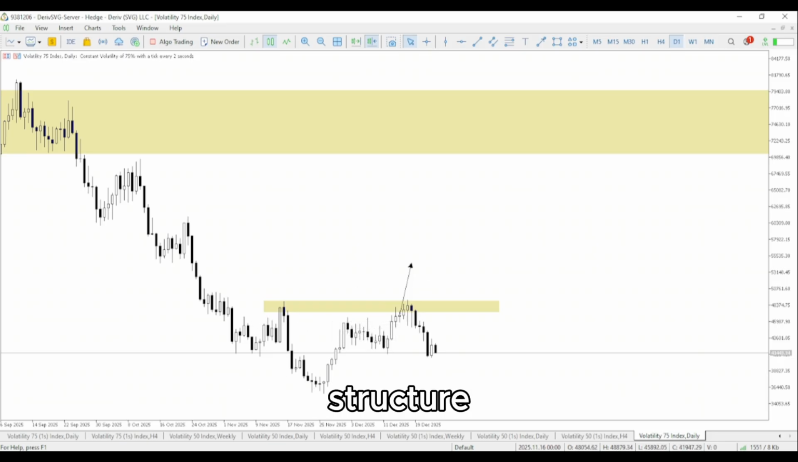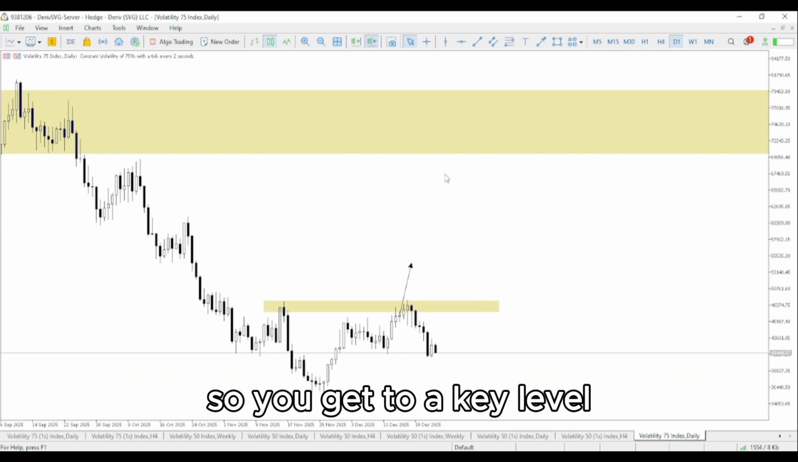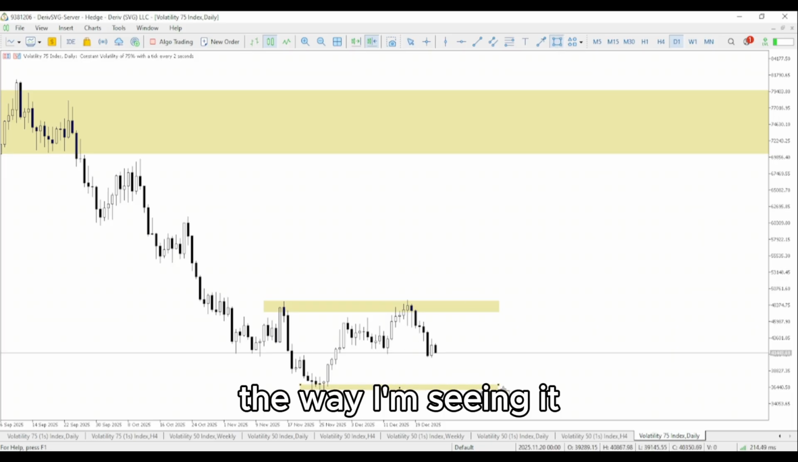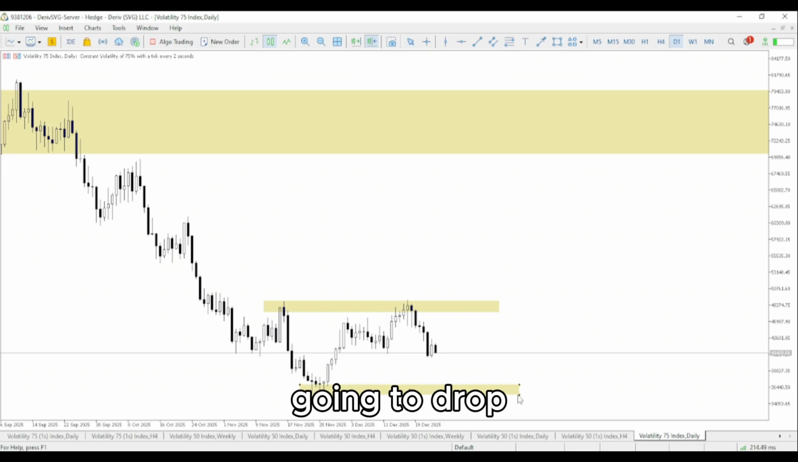It means price has changed structure in this level, and you see price has now started to buy to the upside. So you get to a key level again where price basically rejects or reverses from. You understand? Since price reacted from this level and respected it, we ought to see the market dropping down. A massive drop, and this market is definitely going to drop. Basically, the way I'm seeing it, it's going to drop down.